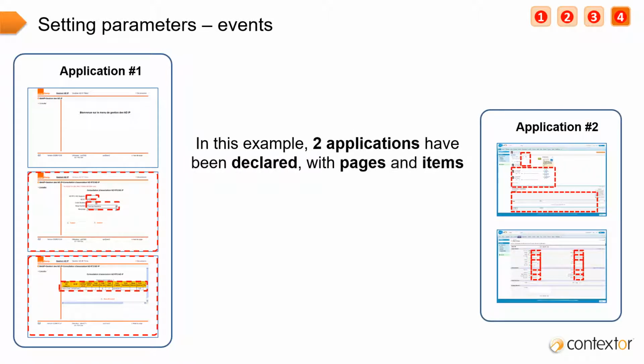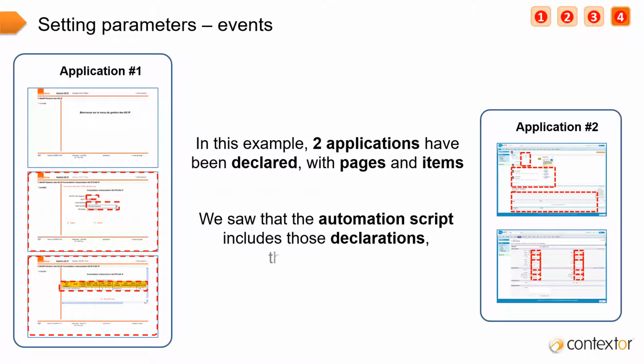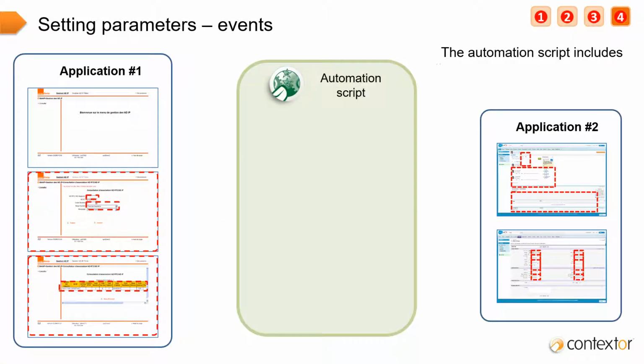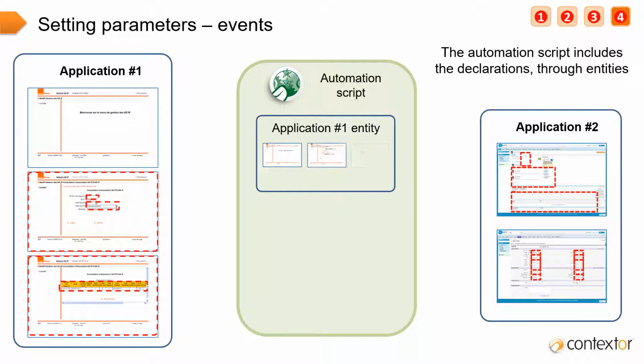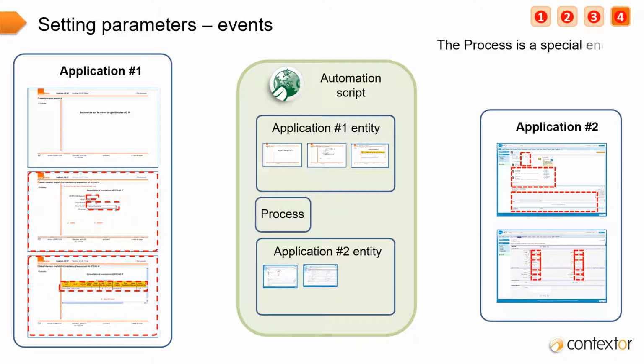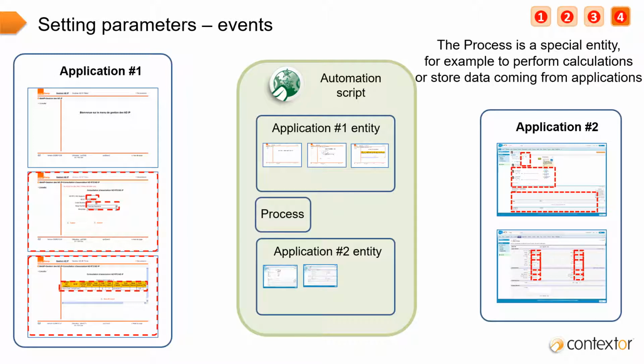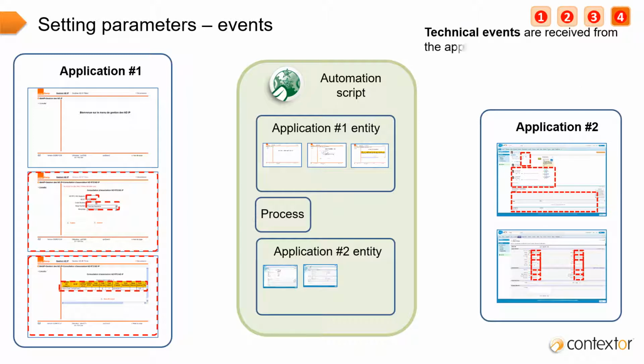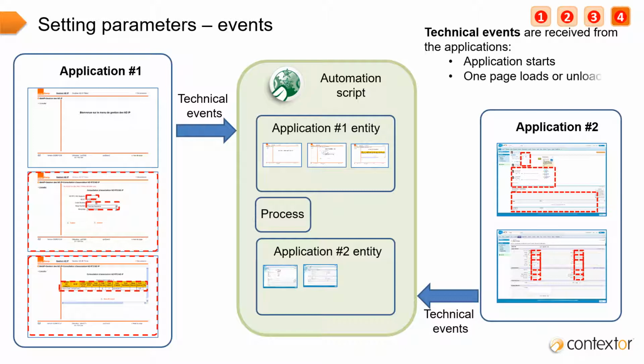In this example, two applications have been declared, with pages and items. We saw that the automation script includes those declarations, through entities. There's a special entity, called the process, which is involved in performing calculations, or storing data coming from the applications, in internal memory. The script is receiving technical events from the applications, while running. When they start, when a page is loading, or unloading, and when a button is clicked, for example.